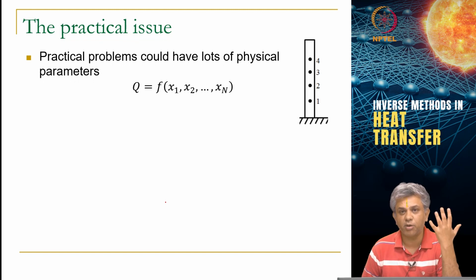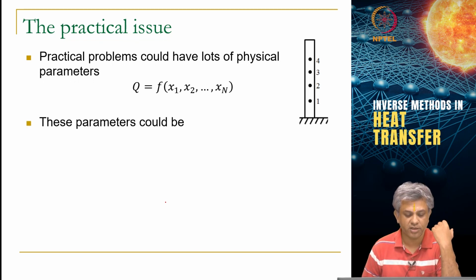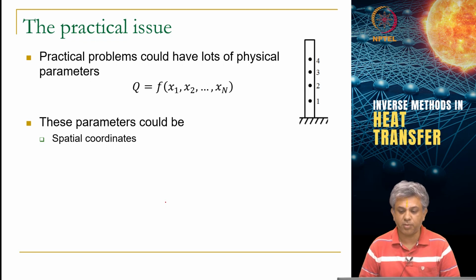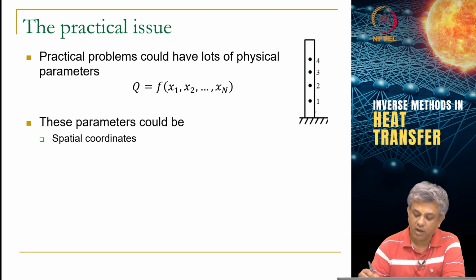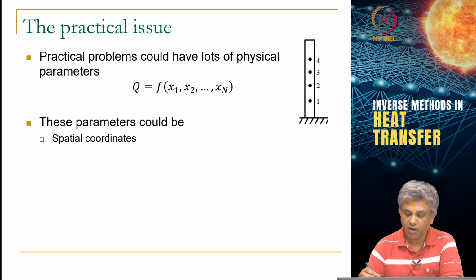We have been calling them w1 through wn. Let us call them x1 through xn for now. So, these parameters could be spatial coordinates. For example, I have this fin heat transfer problem and I wish to know what is the heat transfer at the base. It could depend on a number of things.